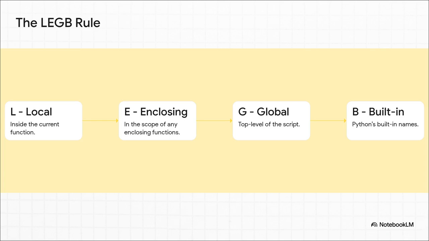When your code needs a variable, Python searches for it in a super strict order. First, it looks in L for local, right inside the function you're in. Not there? Okay, it checks E for enclosing. That's any functions that wrap the current one. Still no luck? It moves on to G for global, the main top level of your script. And finally, if all else fails, it checks B for built-in, which are the names Python just knows automatically, like print or len.